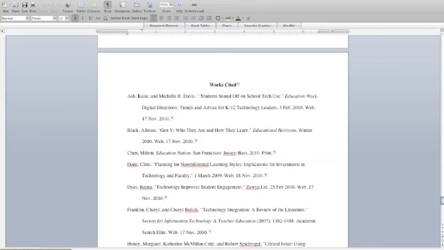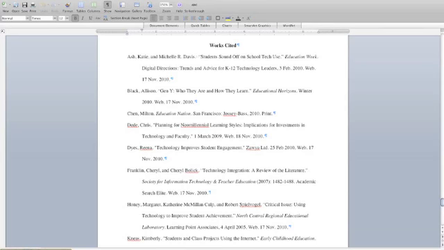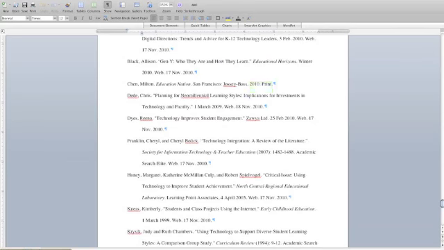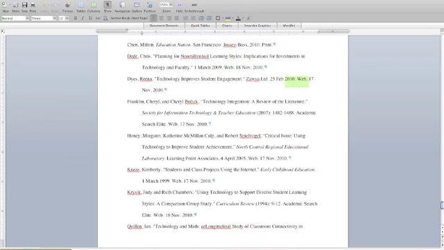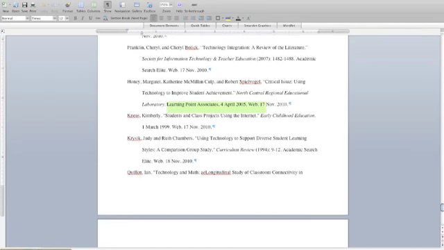All right. Notice that the works cited entries are in alpha by last name. There are many different sources here. This is a web source. This is a print source. Okay. This is another web source, another web source. This is an online journal article from Academic Search Elite. All right. Here's another one from Learning Point.